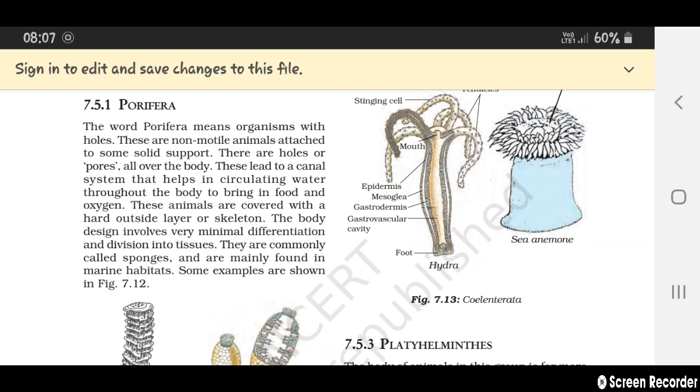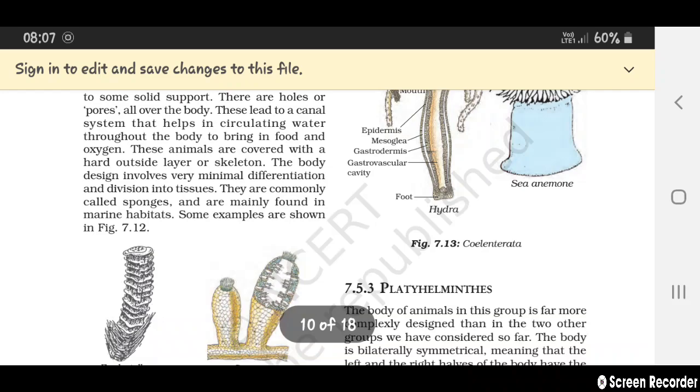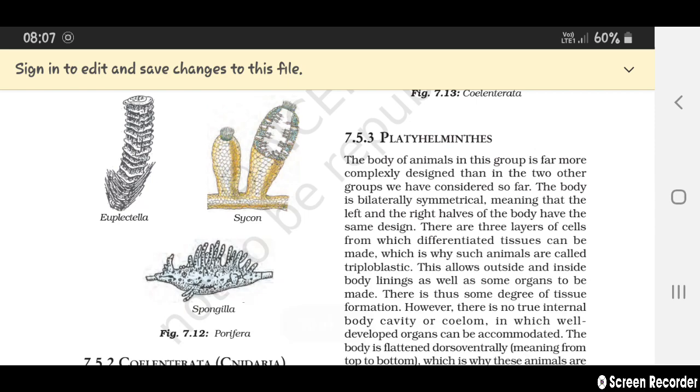Some examples are Euplectella, Scycon, Spongilla. These are the examples for porifera. You can see small pores on them.